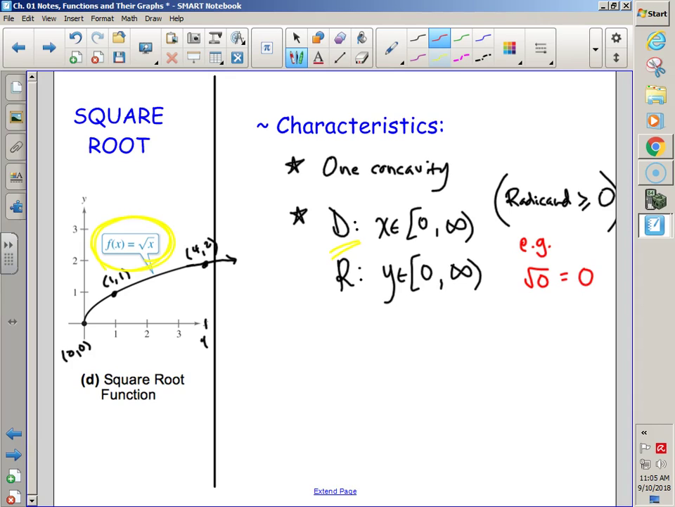We're allowed to do 0. That's why we have the "or equal to." It's allowed to be 0. It's just that the argument's not allowed to be negative. And that's why we have this nice little point right here, because this is the marker of the beginning of the x's that are allowed. So the square root function always starts in a point, always swoops from there, only having one concavity, but it's always restricted domain and range. Okay.